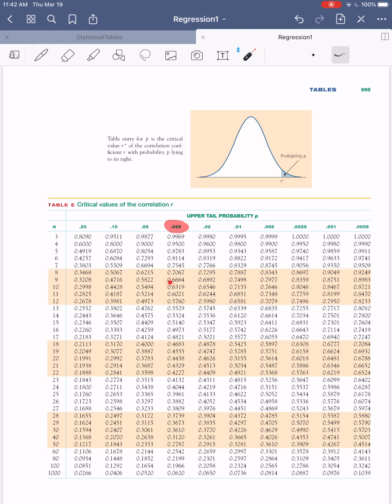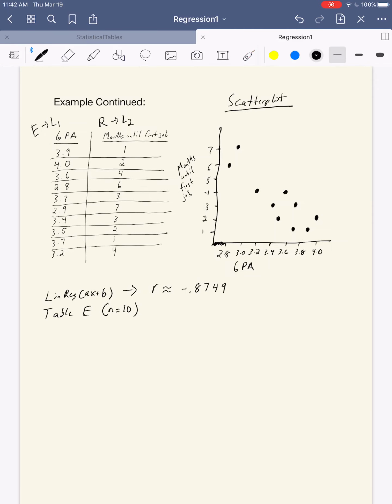So we'll intersect those two values, and it looks like you should be right there at 0.6319. So that is going to be our critical value. So let's go ahead and write that down. So our critical value here is 0.6319.